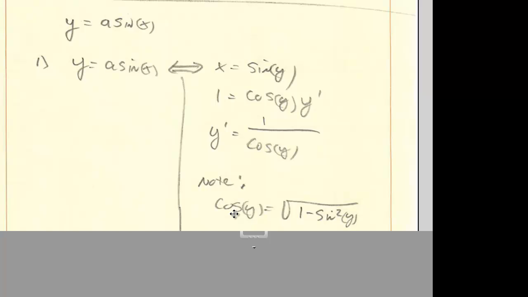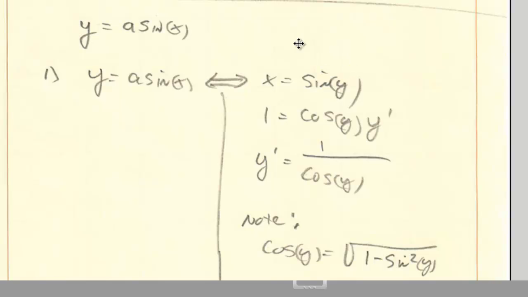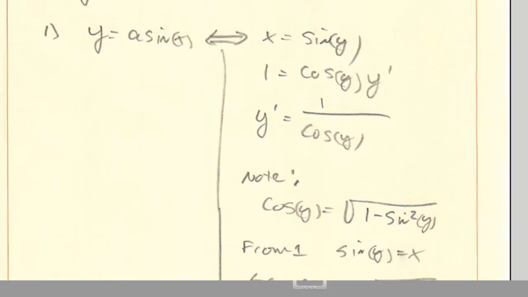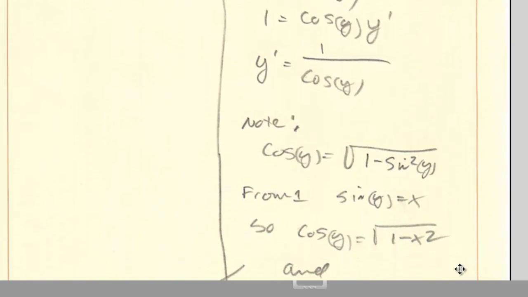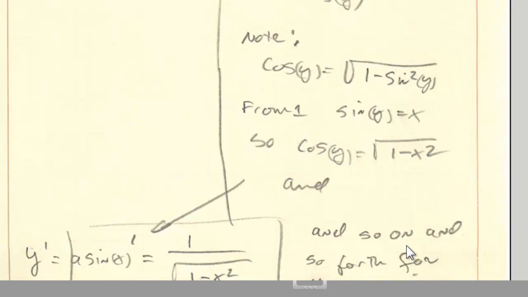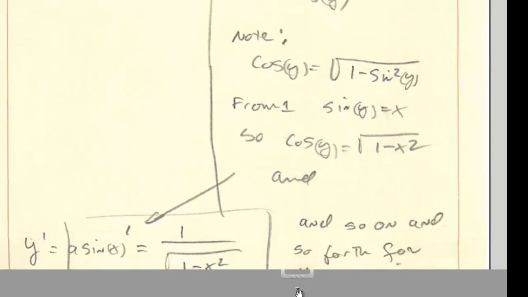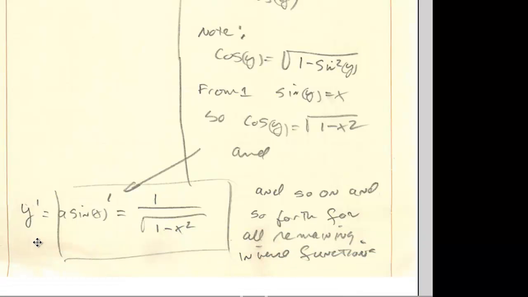Now you might wonder why that got us anywhere, and the reason it got us somewhere is because of this side. Oh look, the sine of y is just x. Therefore, we can replace sine of y with x, and we end up with the cosine of y being the square root of 1 minus x squared. And with that information, we can replace 1 over cos y with 1 over the square root of 1 minus x squared. And we end up with the derivative of the arcsine of x is 1 over the square root of 1 minus x squared.